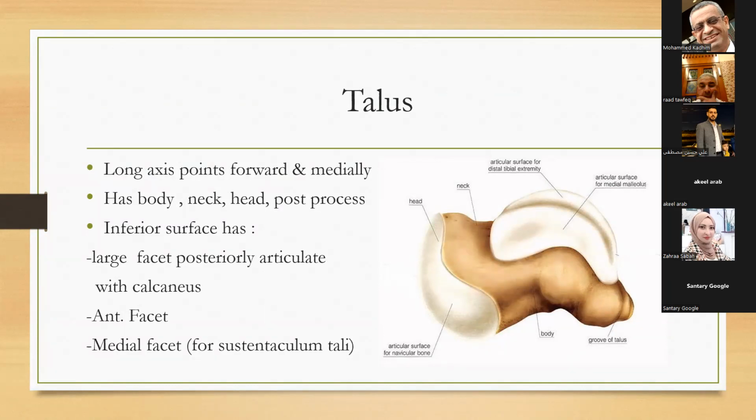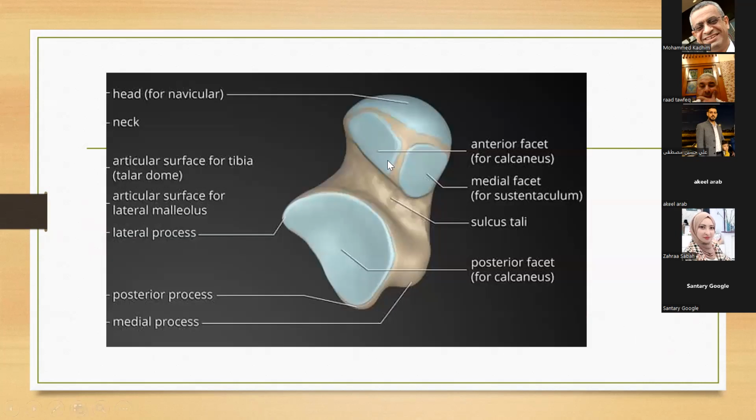and posterior process. The inferior surface has a large facet posteriorly that articulates with the calcaneus, an anterior facet, and a medial facet for the sustentaculum tali of the calcaneus. Here is the inferior surface of the talus. Here's the head and the articular surface for the navicular bone, the large posterior facet for articulation with the calcaneus, the medial facet for the sustentaculum tali, and the anterior facet.